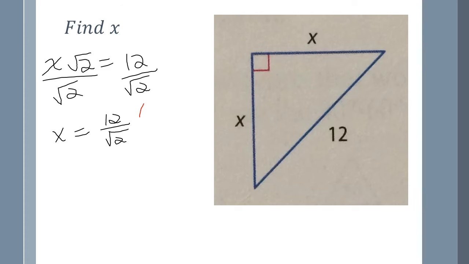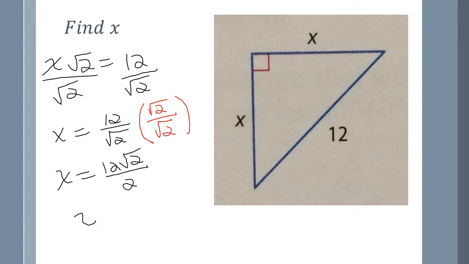So what we do to fix that is we're going to multiply the numerator and the denominator by the square root of 2. And what we end up with is x is equal to 12 times the square root of 2 over 2. So our final answer is x is equal to 6 square root of 2.